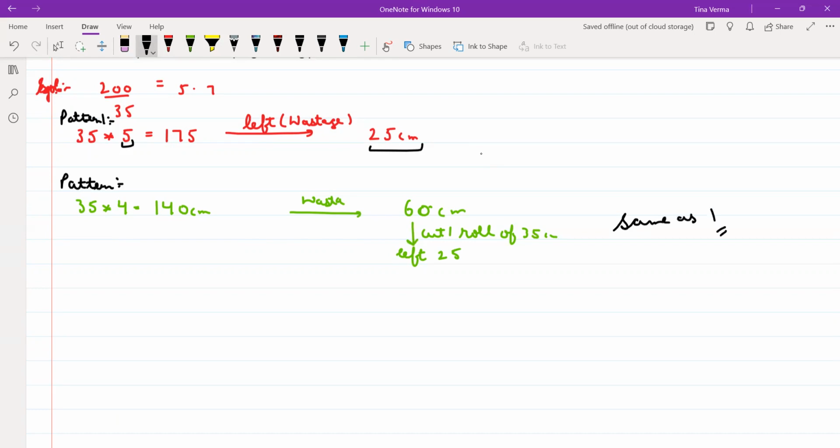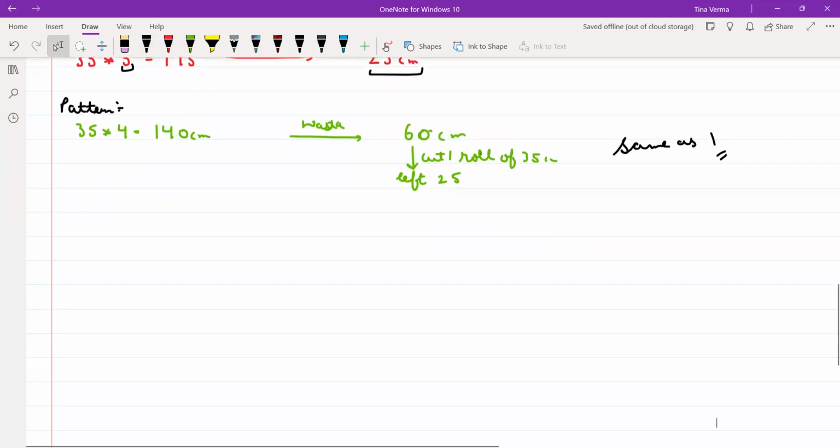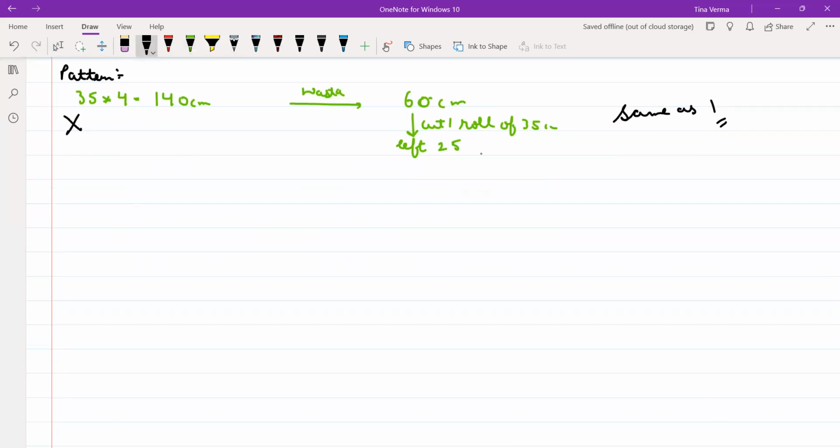So in this case you have not discovered any new pattern, right? So that means we will not consider this pattern. Next we are considering the third pattern. You can take 35 centimeter roll as 3. So what you will be left with, here you are using 105 centimeter and you are left with 95 centimeter. Now since you have 95 centimeter, you can make 2 cases from here.